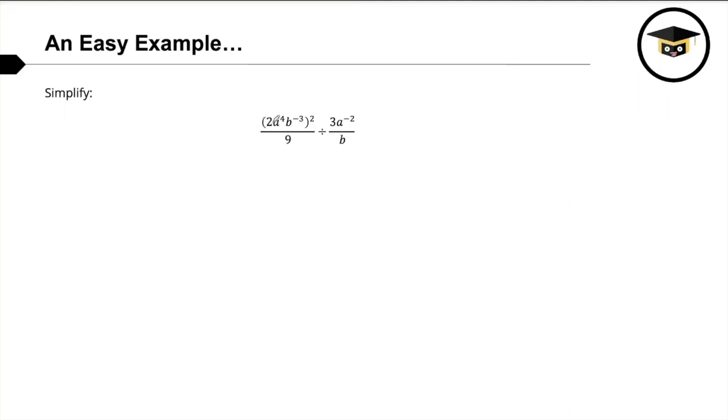So here we have 2a to the power of 4, b to the negative 3, all to the power of 2, over 9, divided by 3a to the negative 2 over b. Now, how on earth do we do this? Well, once again, I want to start by doing keep, change, flip, because I've got a fraction divided by another fraction. So let's keep the first fraction the same.